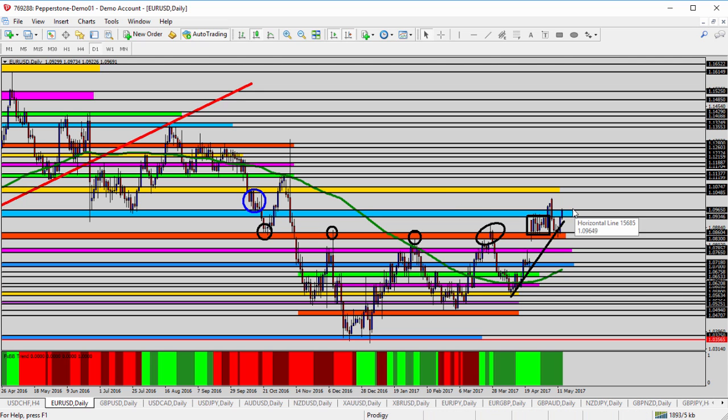1.0965 is the blue zone. Last week we saw the attempt to break above it. French election news causing the market to turn back below the blue zone all the way to the orange zone and now making its way back up there again.